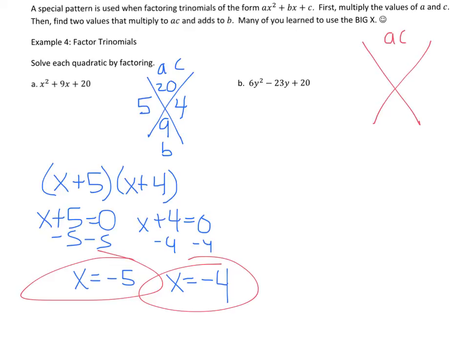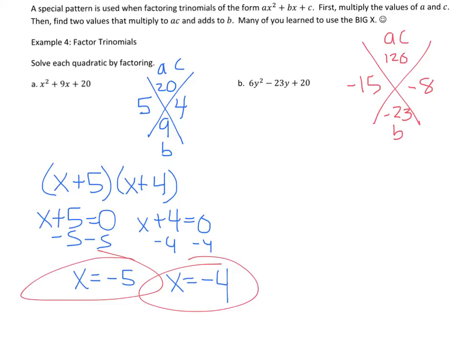We'll have A times C on top, which in this case, we have 20 times 6, which is going to give us 120. And remember, B goes on the bottom, which is -23. So now we need two numbers for our sides that multiply to 120 and add to -23. And this may take some trial and error, you trying some different things on your calculator before you find the two numbers. But eventually you'll end up getting -15 times -8 equals 120, and -15 plus -8 equals -23.